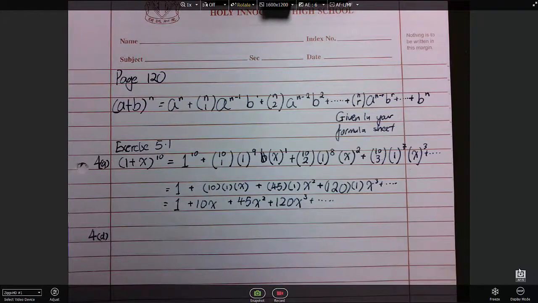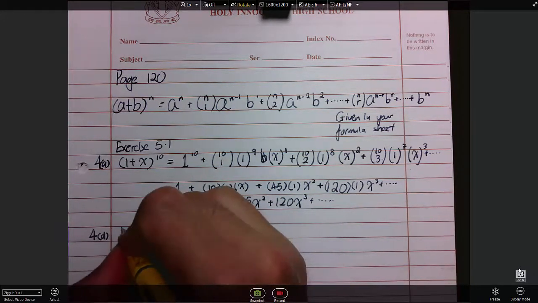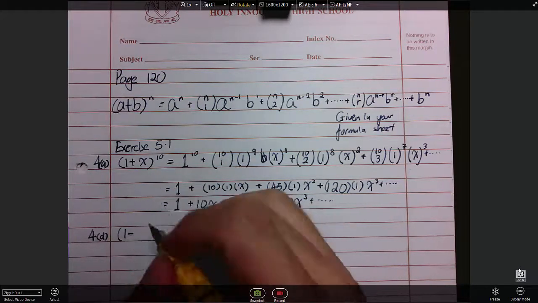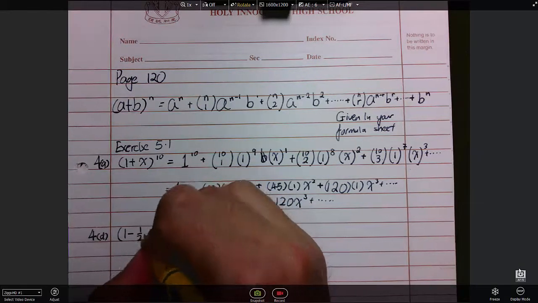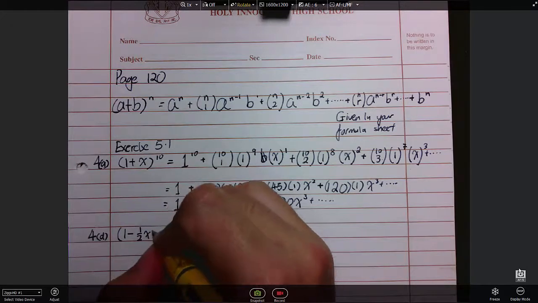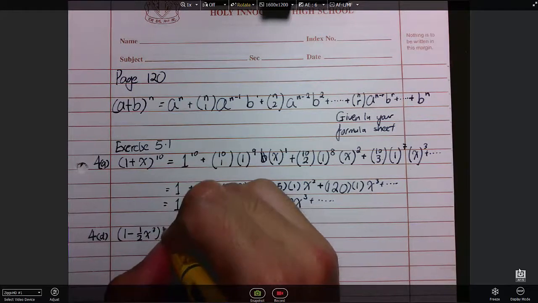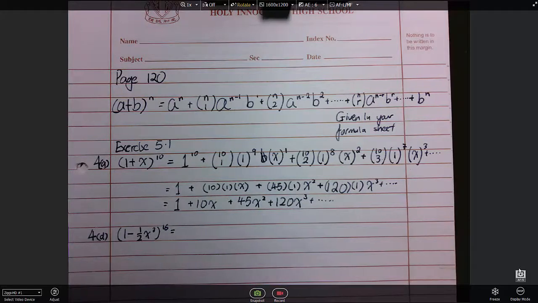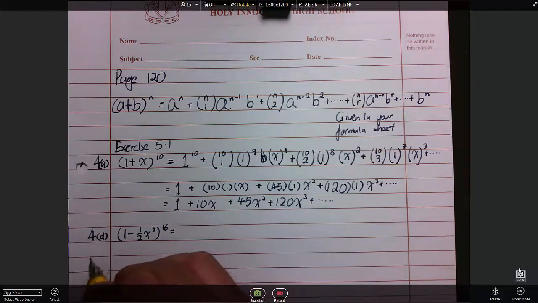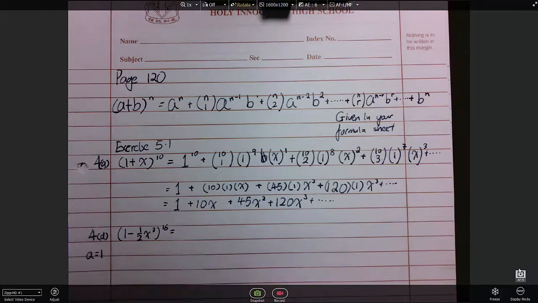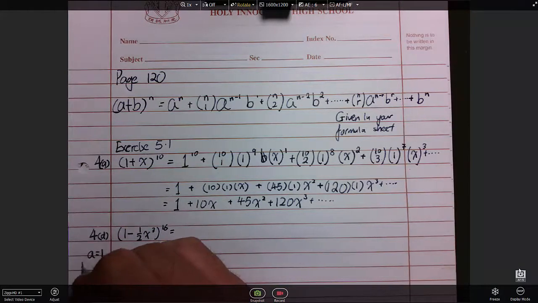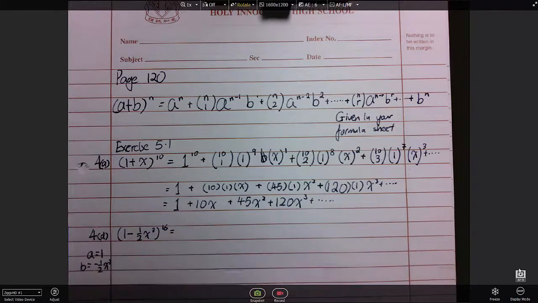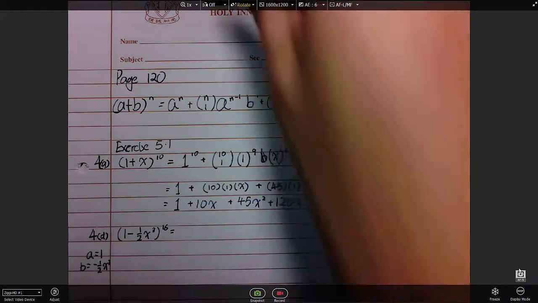For 4d, similarly, they want you to expand 1 minus half x cubed to the power of 16. In this case, if you notice your a term, your a is equal to 1, and your b is actually equal to negative half x cubed. You have to take into account the negative, so it's negative half x cubed.